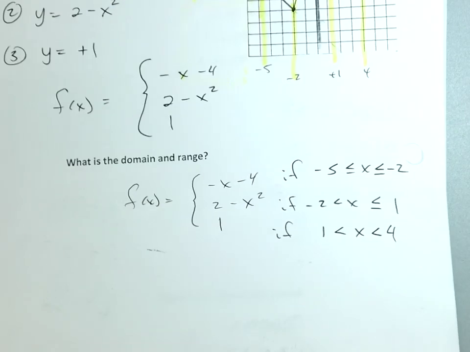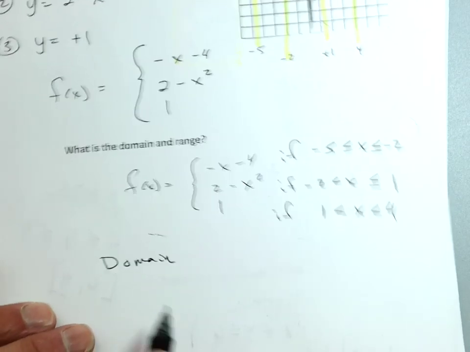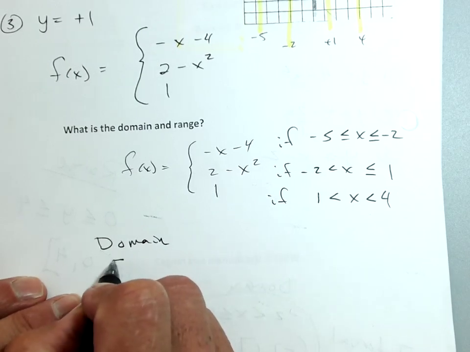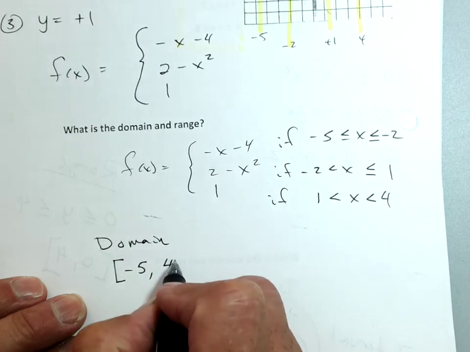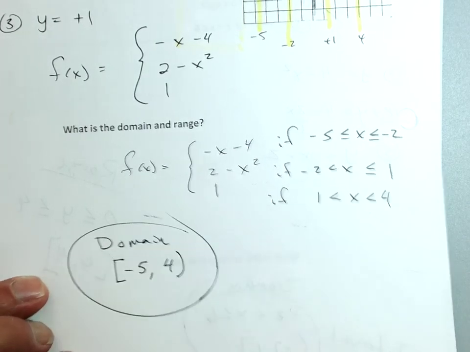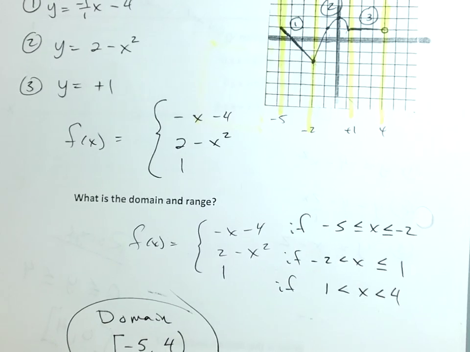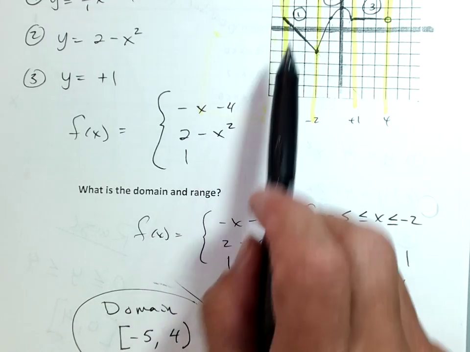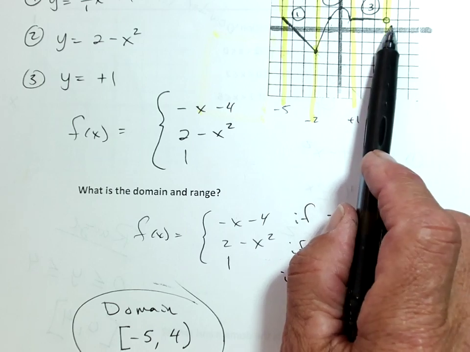Okay, now, what's the domain and range? So domain, tell me what my domain is. Negative 5 to 4. Little notation. Put it down there, you can see it. Bracket, because it includes that value. Parentheses, that's an open value, okay?